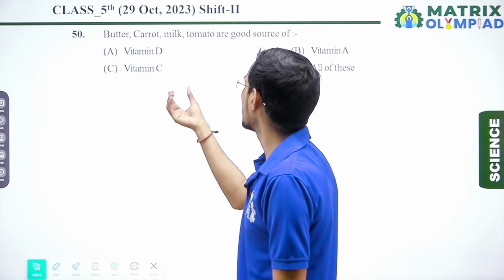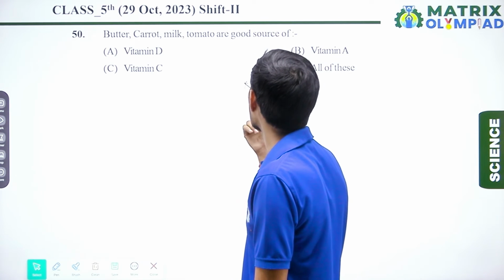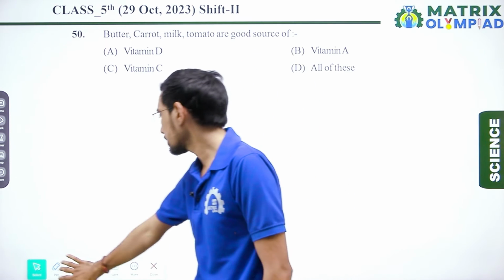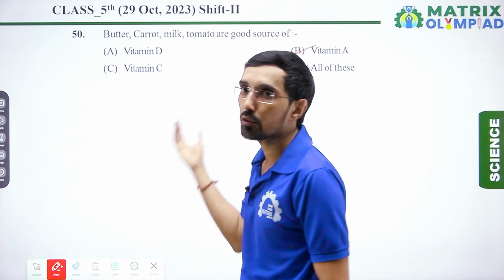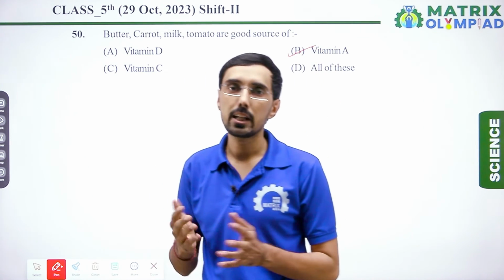Next one is: butter, carrot, milk, tomato are good sources of dash. These are sources of vitamin A, and the deficiency of vitamin A basically causes night blindness.